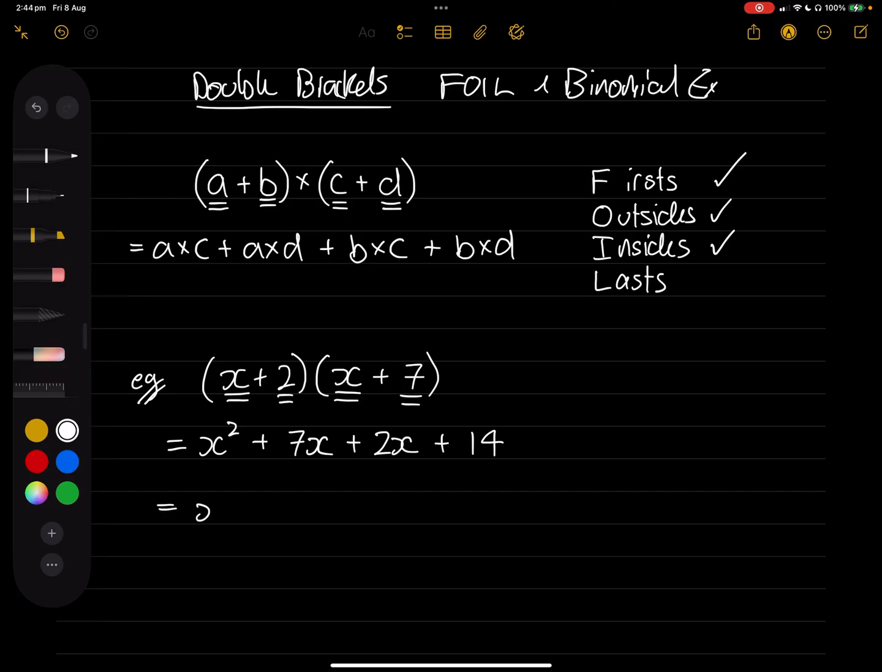So we get x squared. We've got some like terms here. 7x and 2x are like terms, so we want to combine them. Plus 9x plus 14. So this is our simplest type of FOIL expansion. Now let's have a look at one with negatives. It's going to work, by the way, the same way as this one did, but we have to attach the negatives to each of the A, B, C, and D terms.